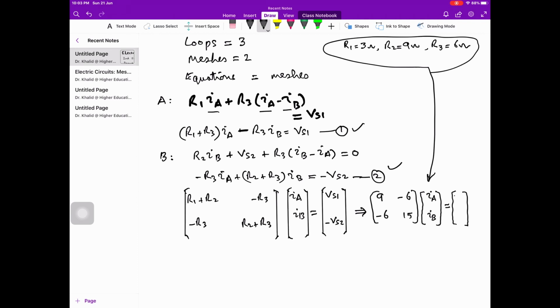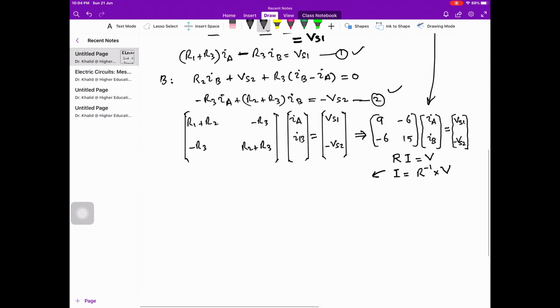This is VS1 and minus VS2. Be careful about the signs. Now the matrix over here, 9, minus 6, minus 6, 15, consists of all resistors, so we can call it the R matrix, and IA, IB we can call the I matrix or current matrix, and the right hand side we can call the voltage matrix. From here we can solve this matrix equation by taking the inverse of the R matrix and multiplying it by V. So here I will solve it for you.